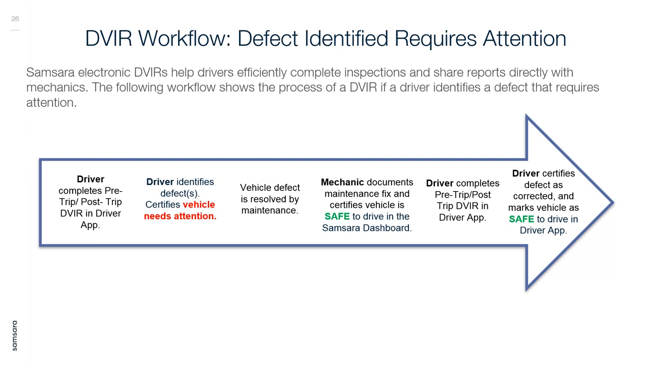Driver completes pre-trip, post-trip inspection in driver app. Driver identifies defects, certifies vehicle needs attention. Vehicle defect is resolved by maintenance. Mechanic documents maintenance fix and certifies vehicle is safe to drive in the Samsara dashboard. Driver completes pre- or post-trip inspection in driver app. Driver certifies defect as corrected and marks vehicle as safe to drive in the driver app.